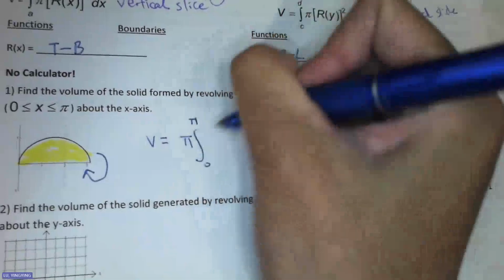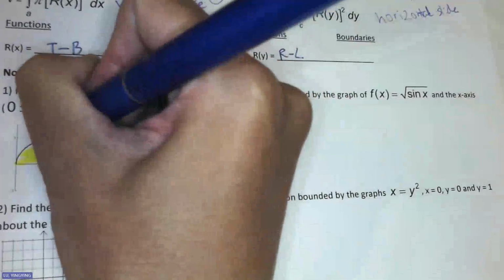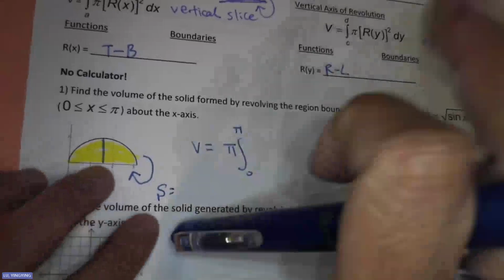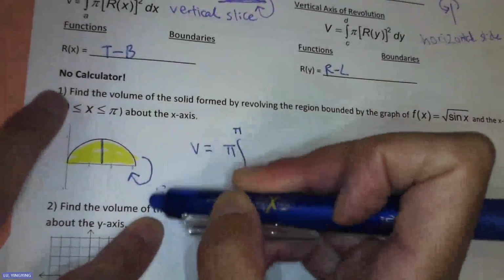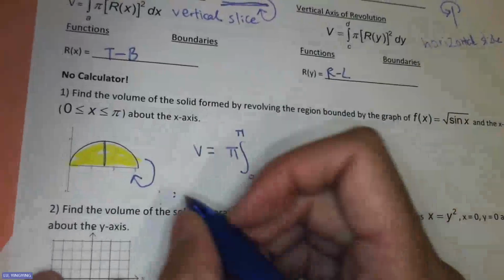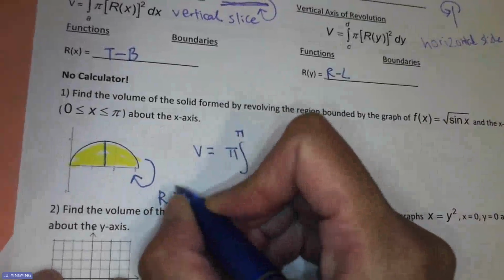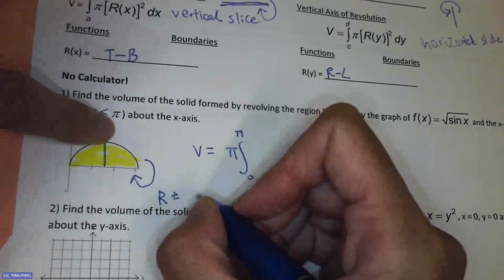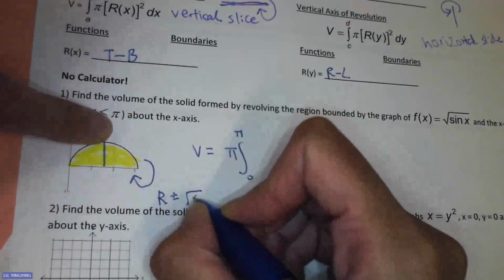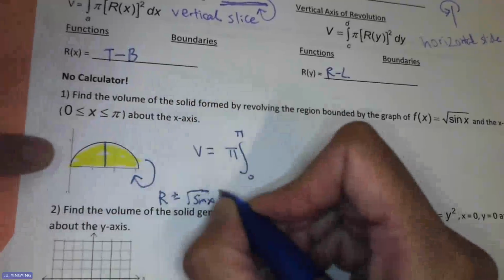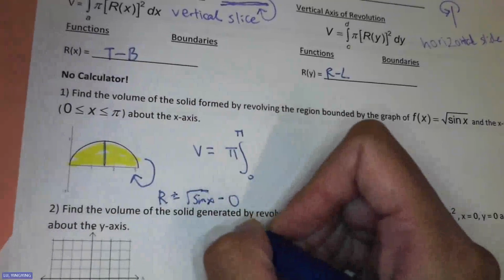Now, what is r in our case? That's our radius, which is the top minus bottom. You can use r all the time today because it's pi r squared all the time. So you are allowed to write big R. You can write r of x if you want to. What is our big R? The big R is the top, which is the square root of sine x, minus the bottom, which is 0, right? So that's our R.